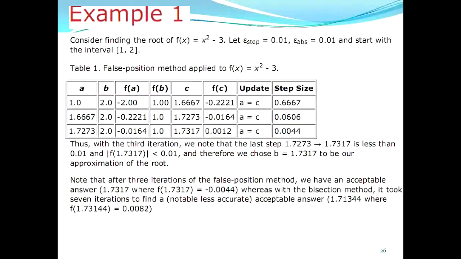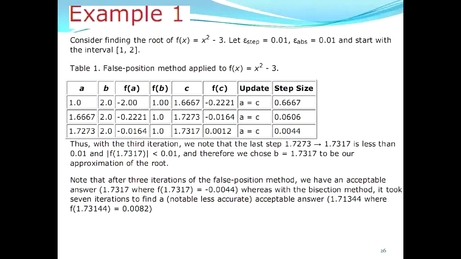Now check whether C will replace A or B, depending upon the sign of f of C. So f of C here is minus 0.2221. Obviously f of C is negative, so C will definitely replace A here, because it has to compare the opposite signs with f of b. Now C replaces A, so update A equals C. Instead of 1, I write 1.6667 and B is the same, 2. So f of A is minus 0.2221 and f of B remains the same, that is 1.